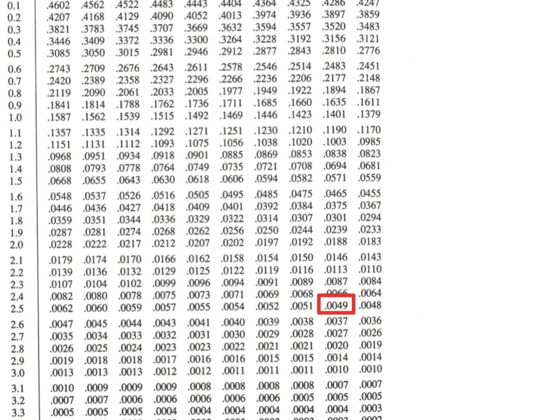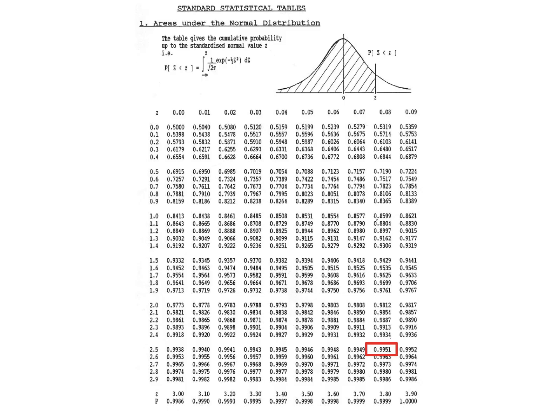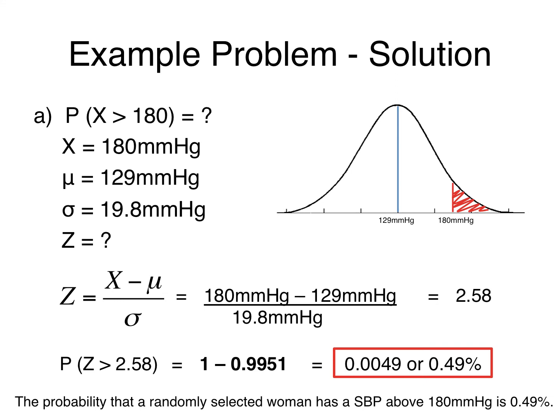So returning to our question, we can conclude that the probability that a randomly selected woman has a systolic blood pressure above 180 is 0.49%. And we can also find the same answer with our previous Z-table. A score of 2.58 equals 0.9951, meaning that 99.5% of scores in a normal distribution will be below 2.58. So we simply take this value and subtract it from 1 to get 0.49%. This is the same answer we had when we used the other Z-table.